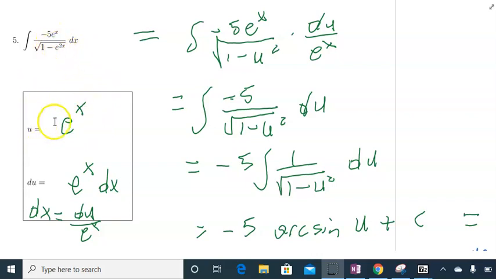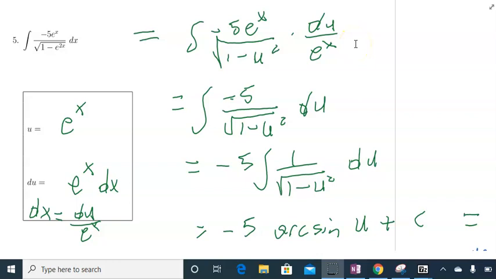Let's make u equal e to the x. And so du will be equal to e to the x dx. So dx will be equal to du over e to the x. And then just substitute back in your u's and replace your dx right there. So then this expression now will be equal to the integral of negative 5 e to the x over the radical of 1 minus u squared times du over e to the x.